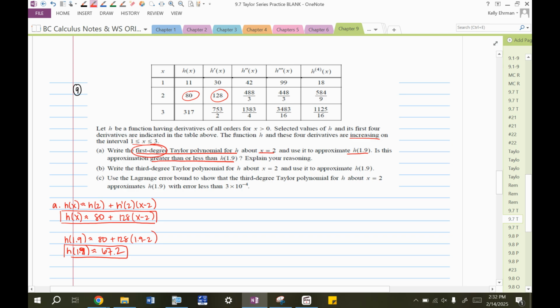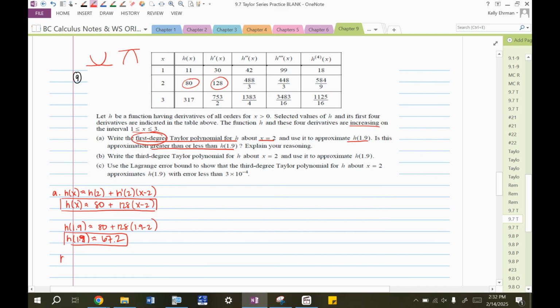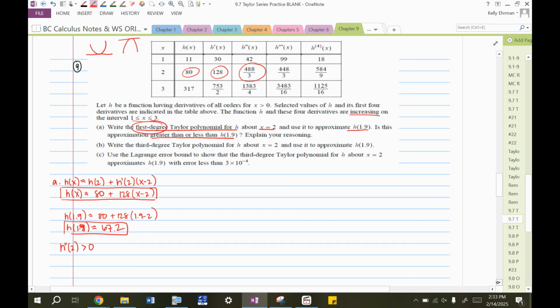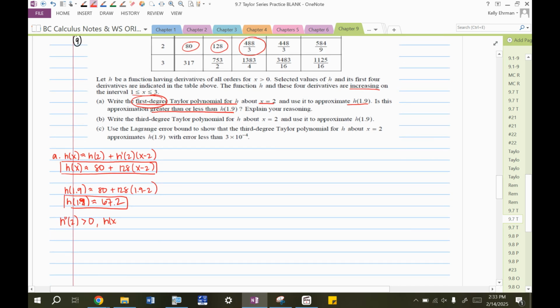The overestimate, underestimate thing is about concavity, right? Because remember, if you are concave up on a section, even though now we did use a linear approximation, so this applies, your approximation is less than. If it's concave down, your tangent approximation is greater than. So what do we know about the second derivative? H double prime of 2 is greater than 0. It's 488 over 3.